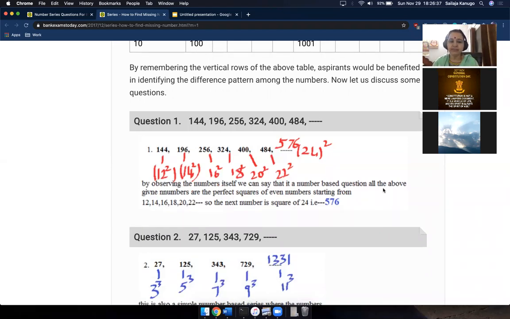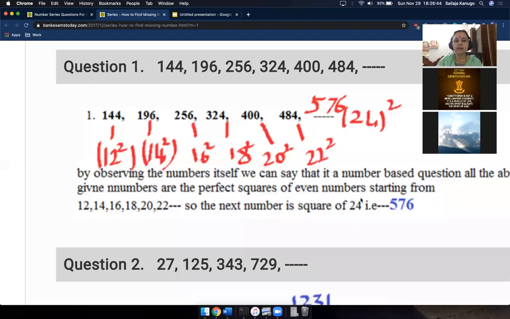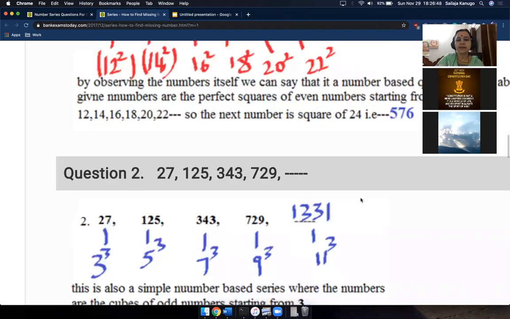Now I have question number 2: 27, 125, 343 and 729. Now look at the cubes. That's why if you learn the cubes and the squares, it will become very easy for you to identify, because when you subtract or when you add, you are not going to get the next number.